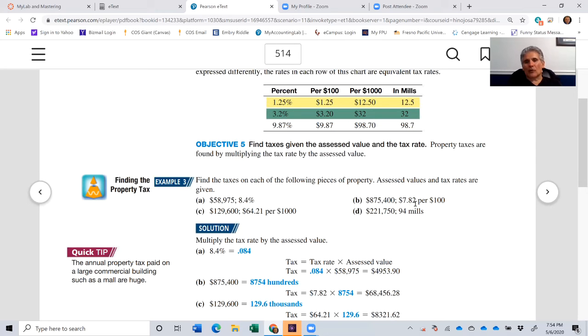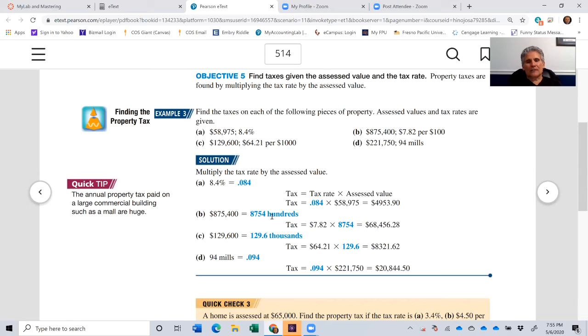B is 875,400, and the rate is $7.82 per 100. Take the 875,400. We're going to divide that by 100. And let's see what we come up with. 8,754 hundredths. The rate is $7.82 per 100. So we're going to take $7.82, multiply it by 8,754, which we came up with here. And that's going to give us a total tax of $68,456.28.